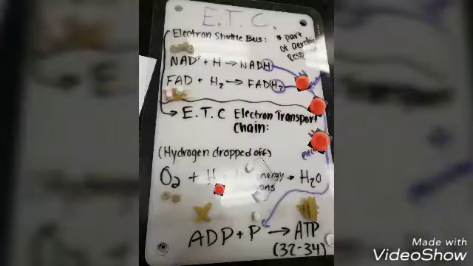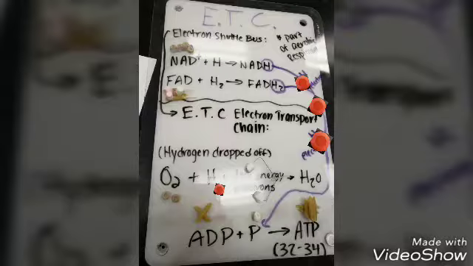The high-energy electrons are released when molecules are broken down in glycolysis and the Krebs cycle. NAD+ picks up the electrons to become NADH. FAD also becomes FADH2. The hydrogens are the electron carriers. NADH and FADH2 then drop off the high-energy electrons to the ETC, which is used to convert ADP into ATP.